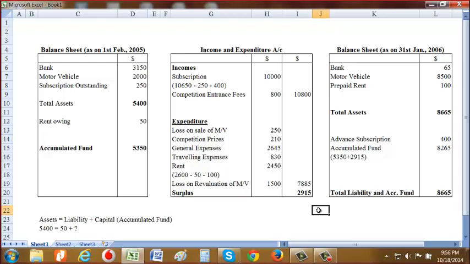Okay? So here the new terms we are using in this lesson are accumulated fund in place of capital, and surplus in place of net profit. Adjustments are all the same, similar only.